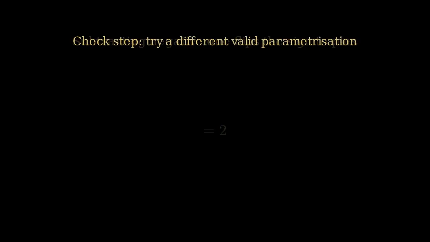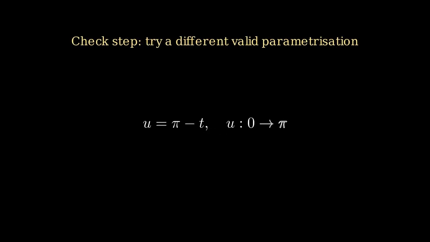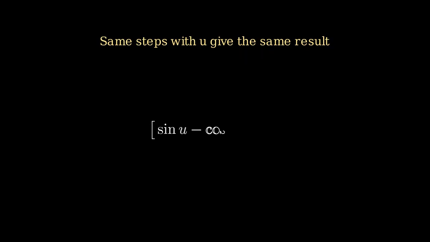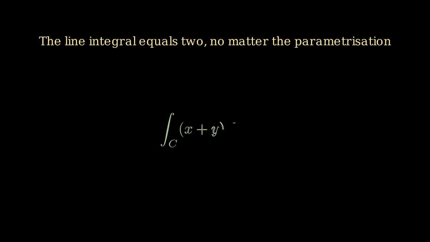Check step. Try a different valid parameterization of the same curve, using u equals pi minus t, so u also runs from 0 to pi, tracing the same semicircle. Carrying through the same substitution and integration with u gives the same antiderivative pattern. Evaluating at its endpoints again gives 2. Since two different valid parameterizations both give 2, the answer does not depend on which parameterization we chose. This confirms the line integral equals 2.